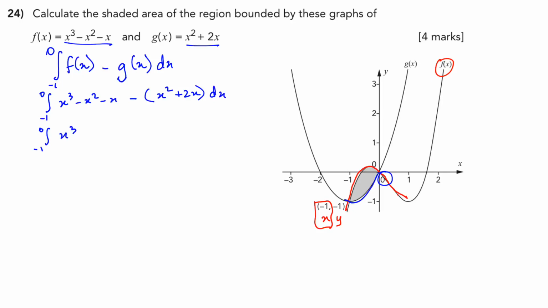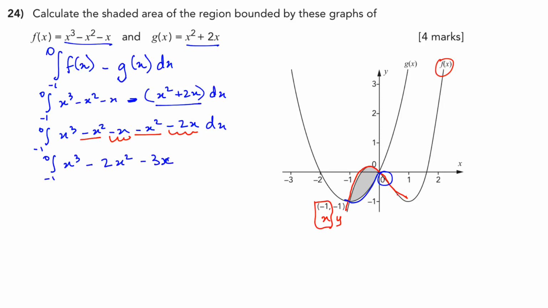And now again we'll write it, expand the bracket. The reason we put in a bracket is because there's a minus here, so your signs are going to change. It's going to become -x squared minus 2x dx. Look for like terms. You have -x squared here and -x squared here, and -x and -2x. So we'll simplify it now. 0, -1, x cubed minus 2x squared minus 3x.